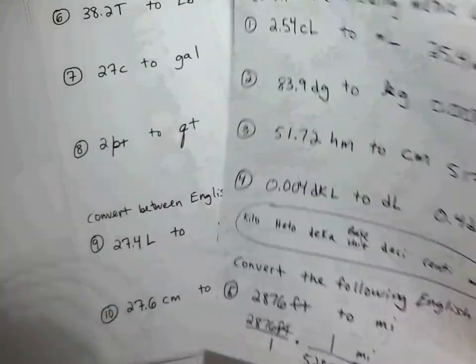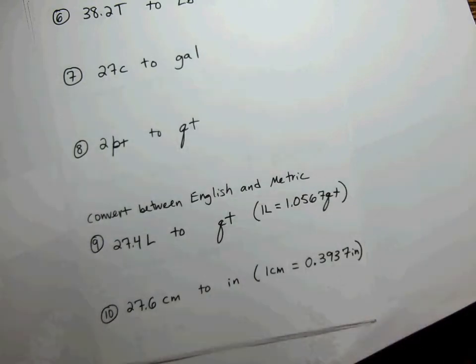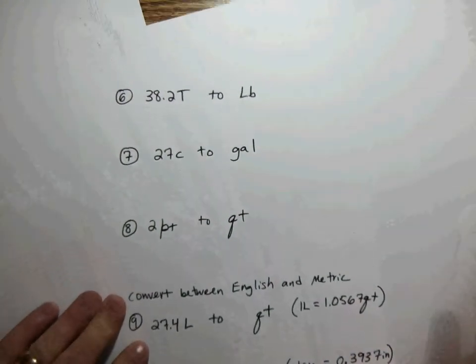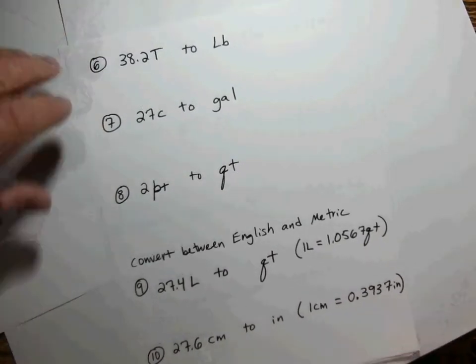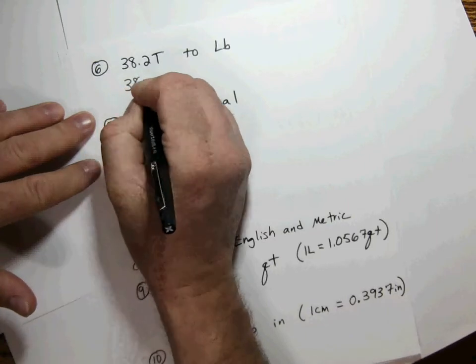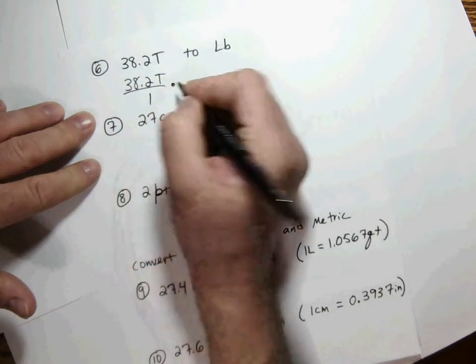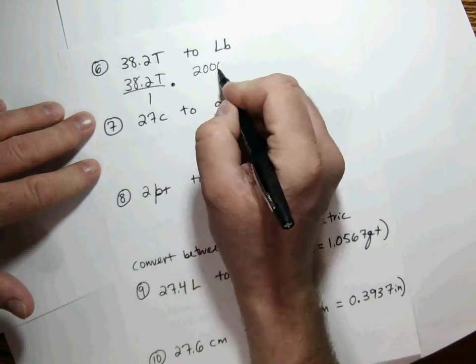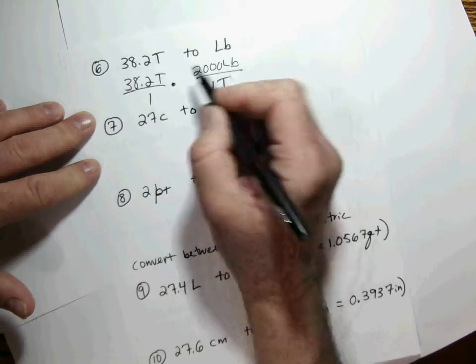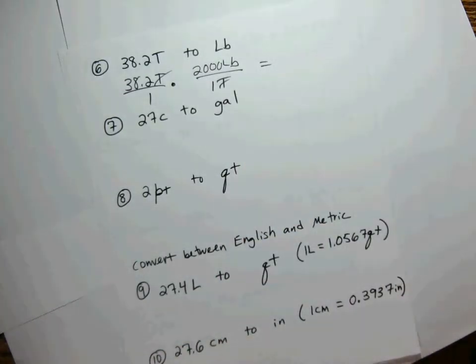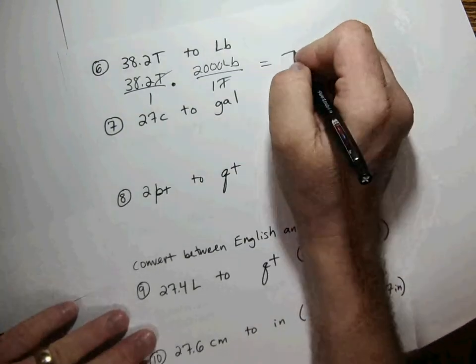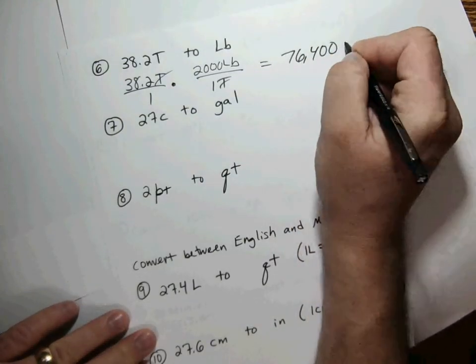Problem number 6. Tons to pounds. Okay, we need to know the conversion from tons to pounds. There are 2,000 pounds in 1 ton, so 38.2 tons. Give that a denominator of 1. I want the pounds to be on top and the tons to be on the bottom so that my unit of tons cancels. So in this case, I'm taking 38.2 and I am multiplying it by 2,000. And I'm going to get 76,400 pounds.